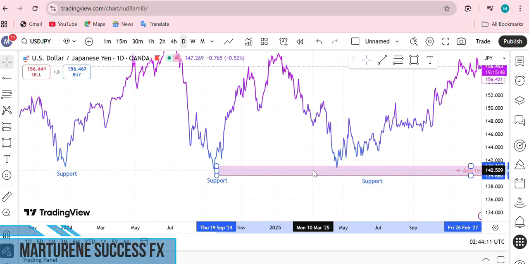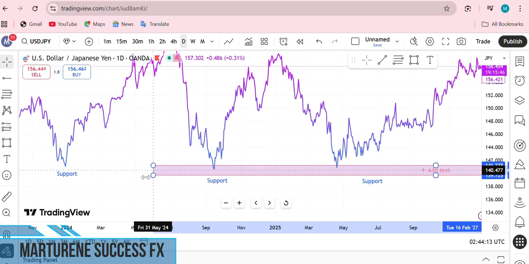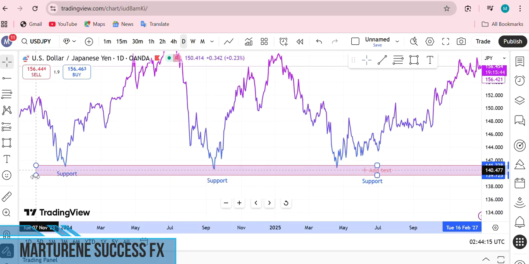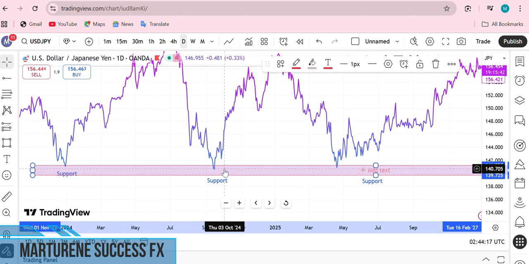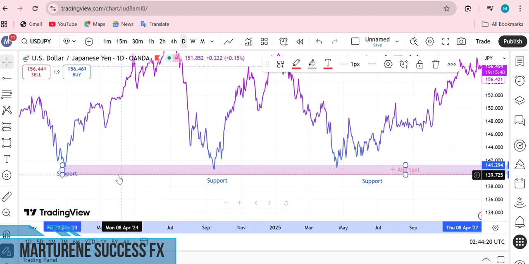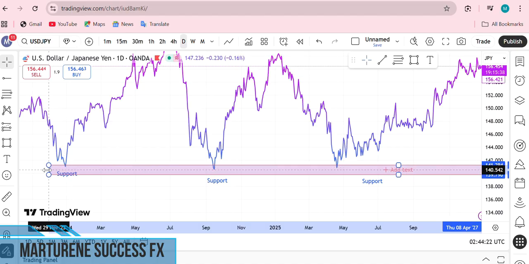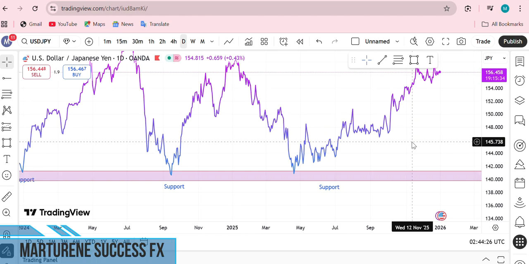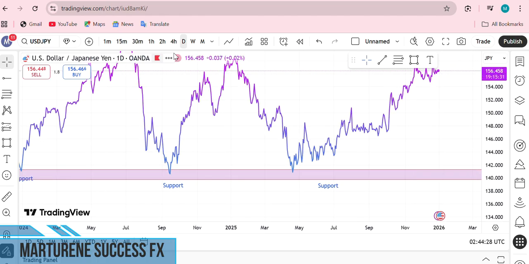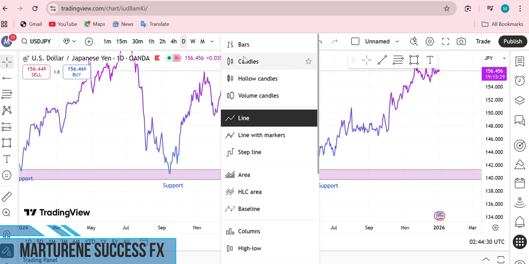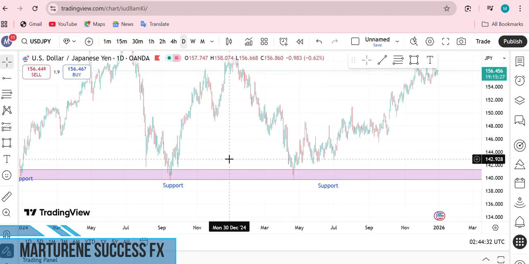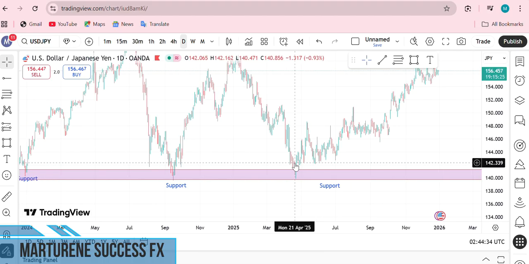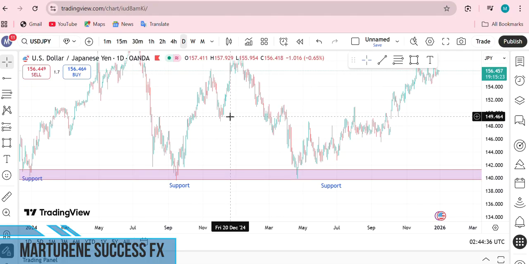So I'll extend it further, because the essence of drawing your support and resistance is to determine what will happen in the future, so that when the price comes back to that zone, you'll be able to take a trade. So this is how we plot it. Plot it as a zone.